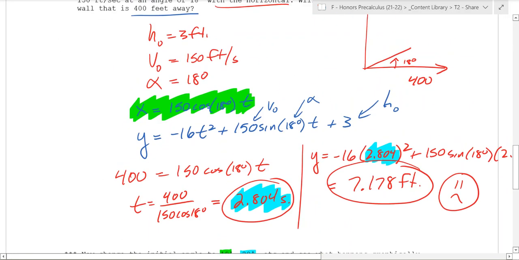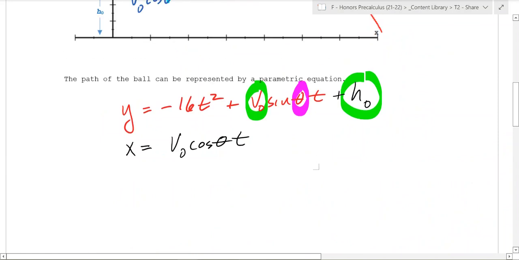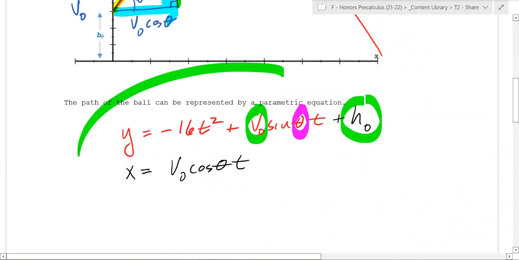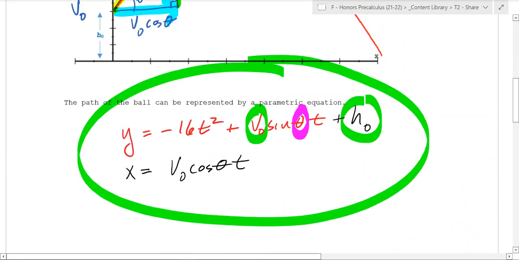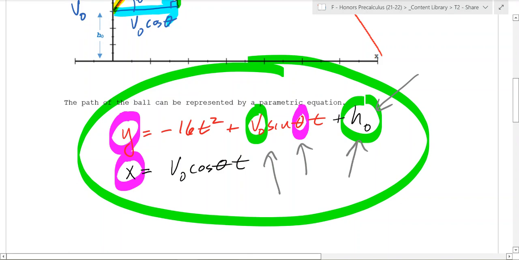So just to recap, what you really need to memorize from this are these two equations right here. These two for a particle or ball or whatever you want to call it that is launched from an initial height of h naught, initial velocity of v naught. And then this will be the vertical position, and this will be the horizontal position. And it's defined in terms of those three things: initial velocity, the initial angle, and the initial height.